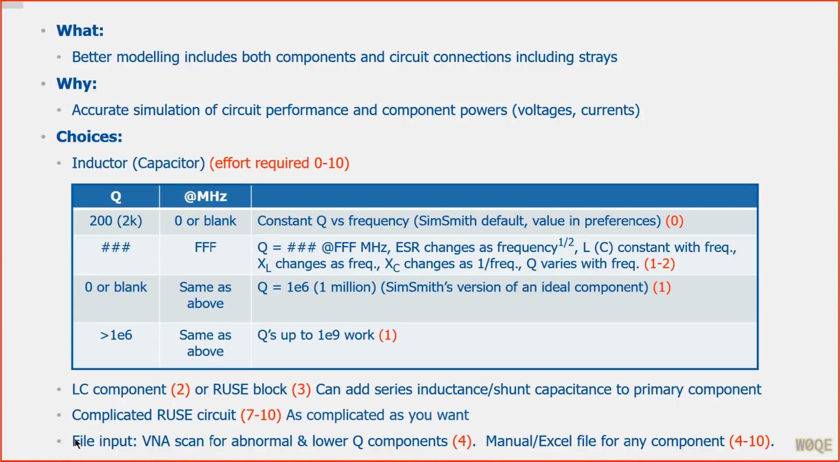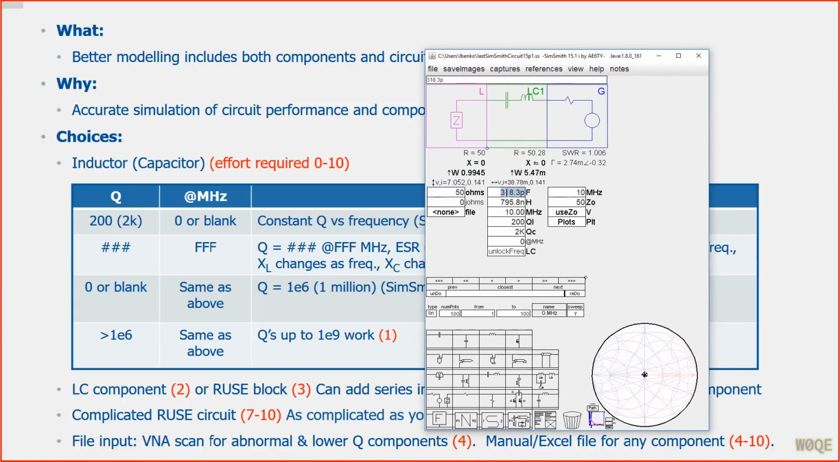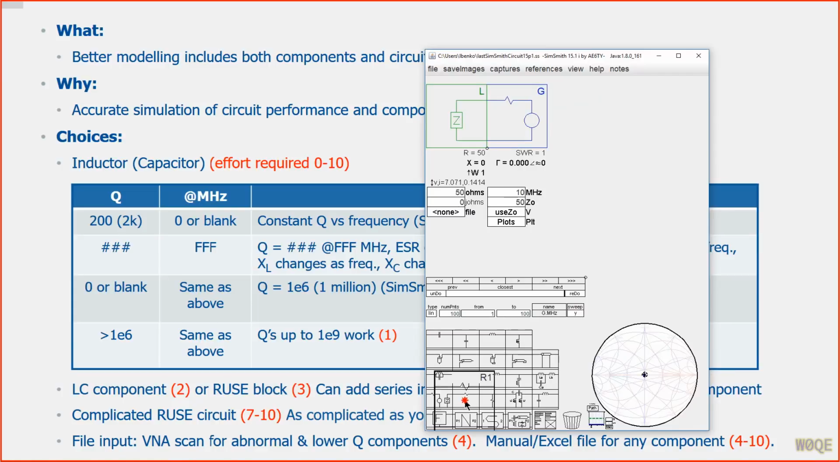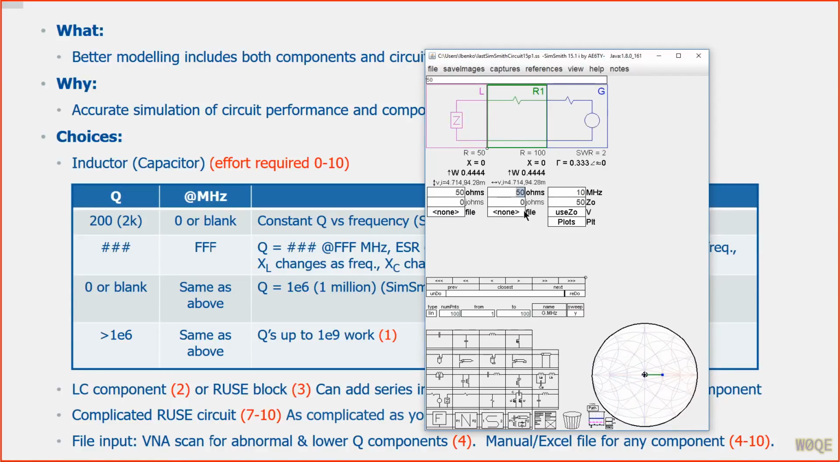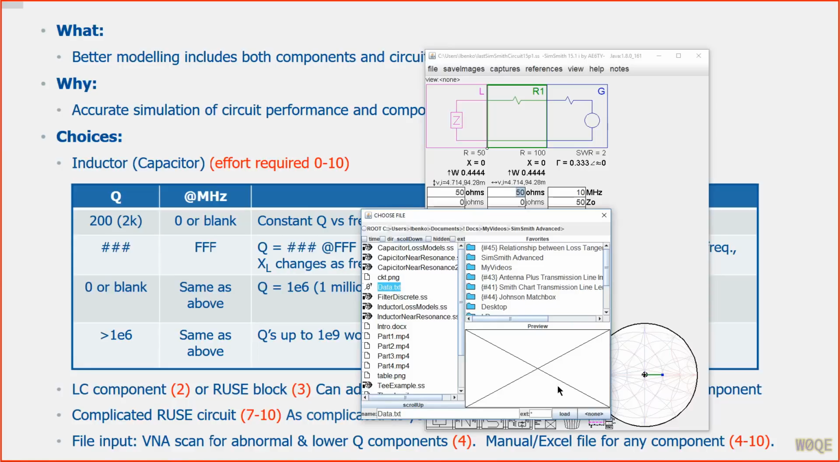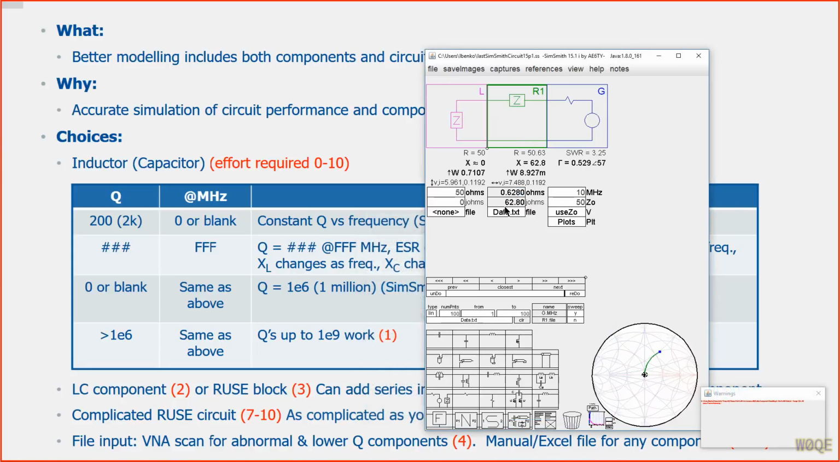The final way we can do it is we have a file input. There are components in SimSmith, such as a resistor here, which can have a file attached to them. If I load a file, I have data at various frequency points that are R plus jX or R minus jX, whichever way, if this is a negative number, of the component. That exactly could be an inductor.